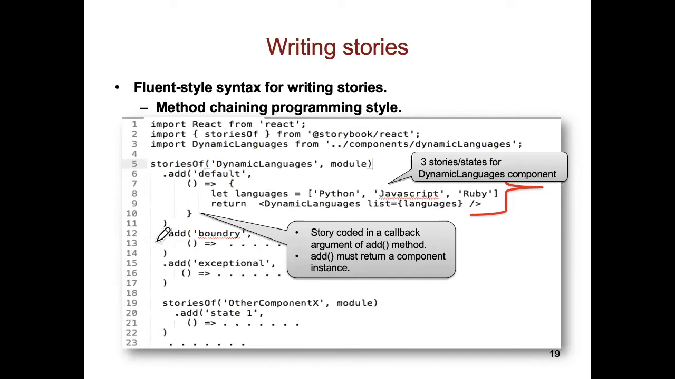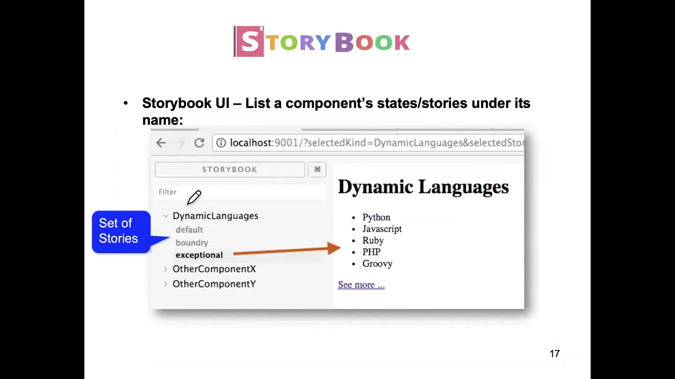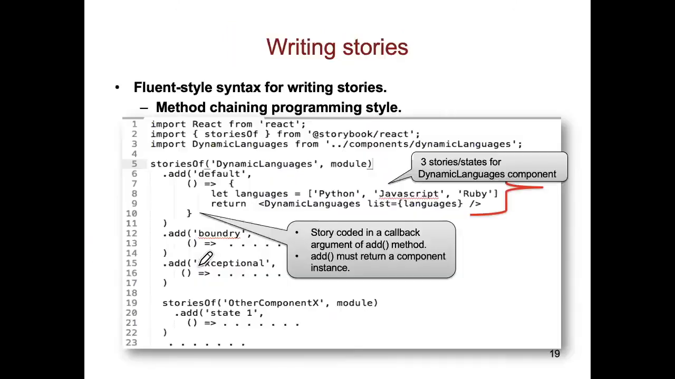And then you chain on an add invocation for each story. And I've left out the detail because it's not important. So that's how you implement stories using the Storybook tool. And so when you start up the Storybook server, it essentially interprets all of this code. And that's what allows it to generate this kind of output here in its own user interface.